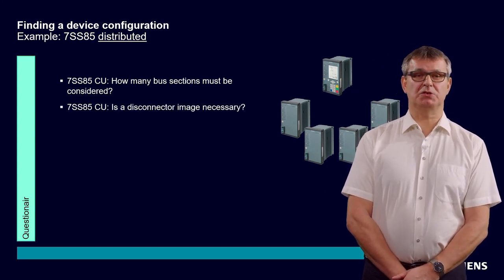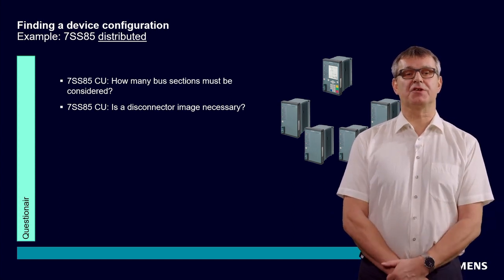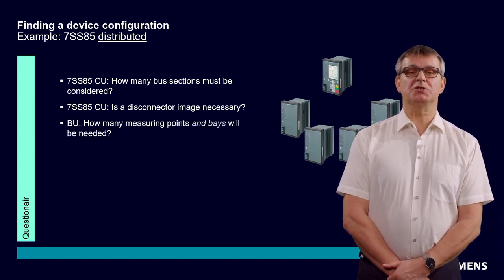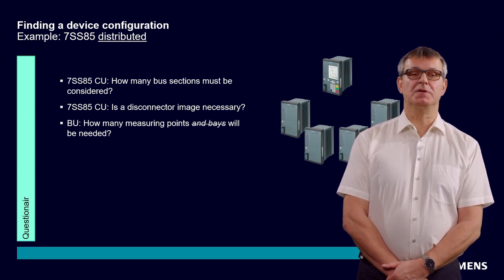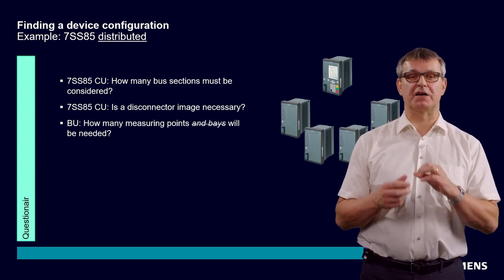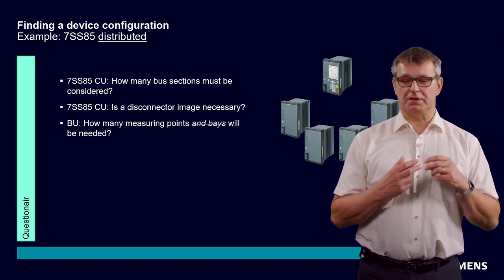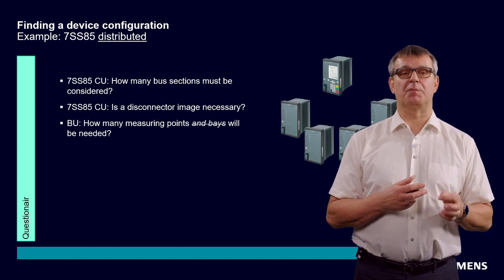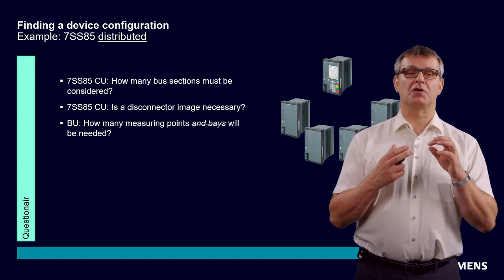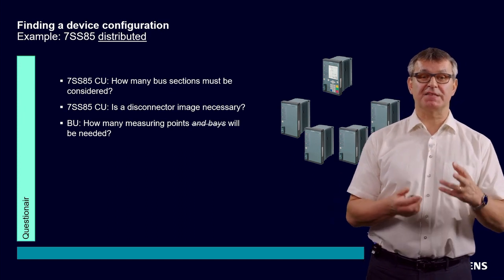Do we need a disconnector image? The same as before, it is also necessary only to find the correct type of the 7SS85 CU. How many measuring points and bays will be needed? As already said, the number of bays is struck out, because in the fully distributed approach, it's not necessary anymore to count the number of bays. So you only have to count the number of measuring points, and of course the measuring points will be located, and must be located, in the bay unit.